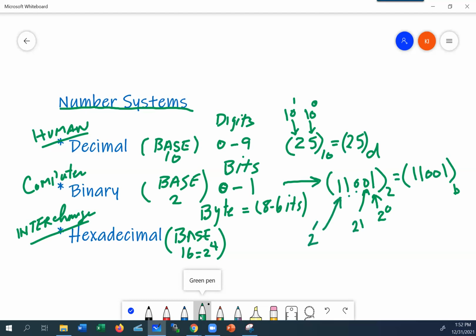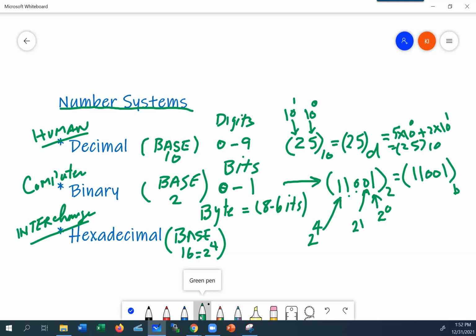Okay, so for the decimal, we know that this means 5 times 10 to the power of 0 plus 2 times 10 to the power of 1, and that becomes 25. Not a very surprising thing. It's a decimal, and 25 is the decimal we get.